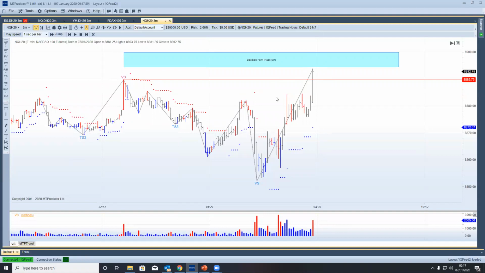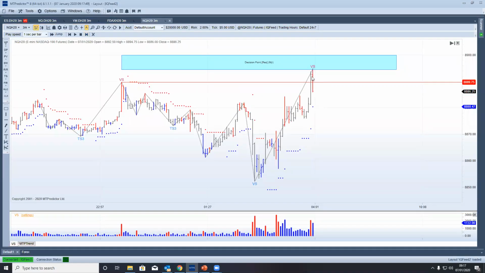So what we do is we look to the next bar after the breakout. In other words, this is the breakout bar, high volume. Let's see what the market does the next bar. The next bar, it went up into our level and then reversed back down again.